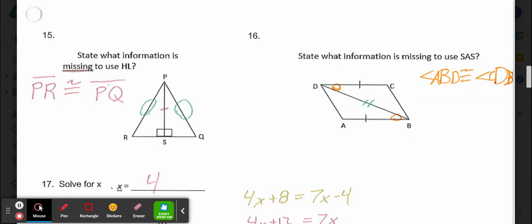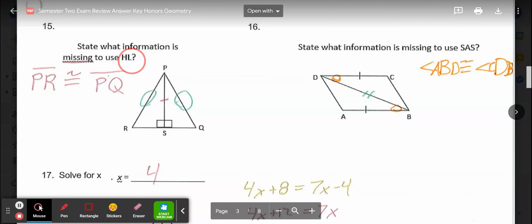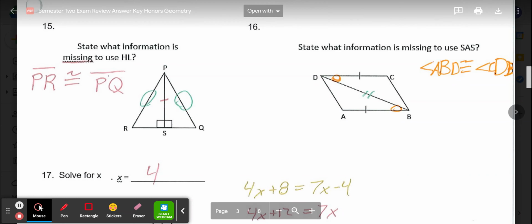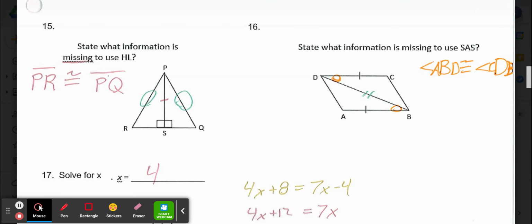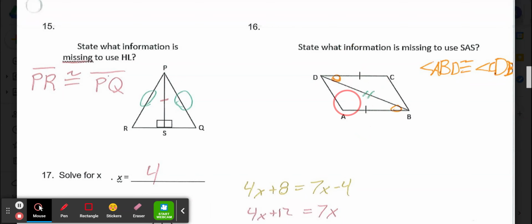15 and 16 ask what information is missing to use the given theorem. To use hypotenuse-leg, we already know the 90-degree angle and we know the shared leg, so we would need to know that side PR is congruent to PQ. In 16, side-angle-side, we know the shared side and then the opposite sides. So we would need to know that angle ABD is congruent to angle CDB.